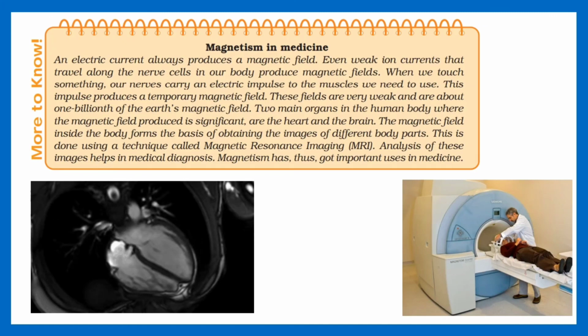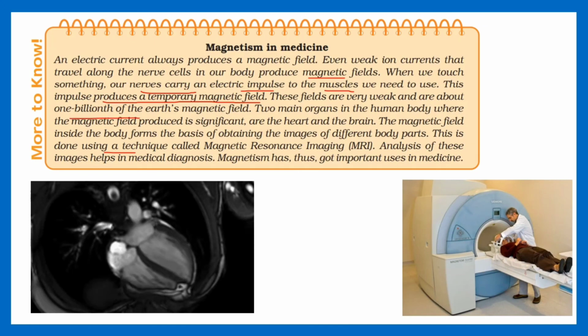That is some important information that is given in your textbook. Magnetism in medicine. In the medical field also, magnetism is very much useful. An electric current always produces a magnetic field, that we have studied in this session. Even weak ion currents that travel along the nerve cells in our body produce a magnetic field. When we touch something, our nerves carry an electrical impulse to the muscles that we need to use, right? This impulse produces a temporary magnetic field, and these fields are very weak, about one billionth of Earth's magnetic field, meaning very, very weak.